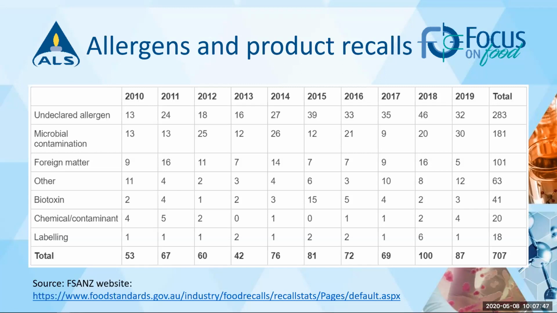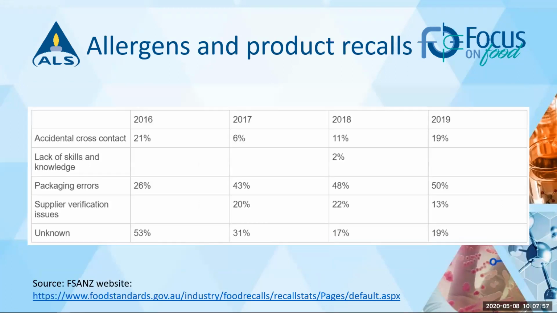Now, this particular table is taken from the page on recall statistics, which also goes into some really useful detail about the reasons for undeclared allergens being present. For example, this table shows the root cause for undeclared allergens as a percentage of the total. Obviously, you can see there that packaging errors account for 50% of last year's allergen recalls.